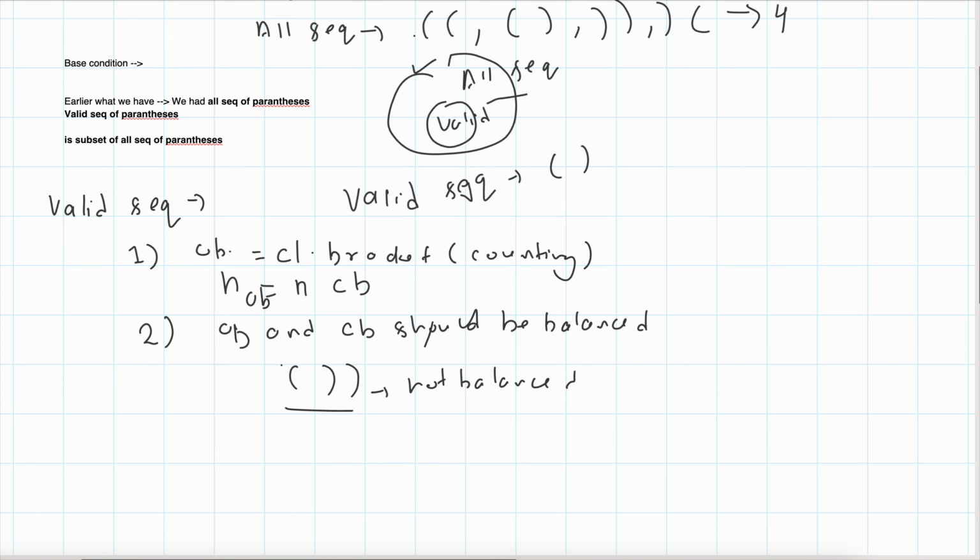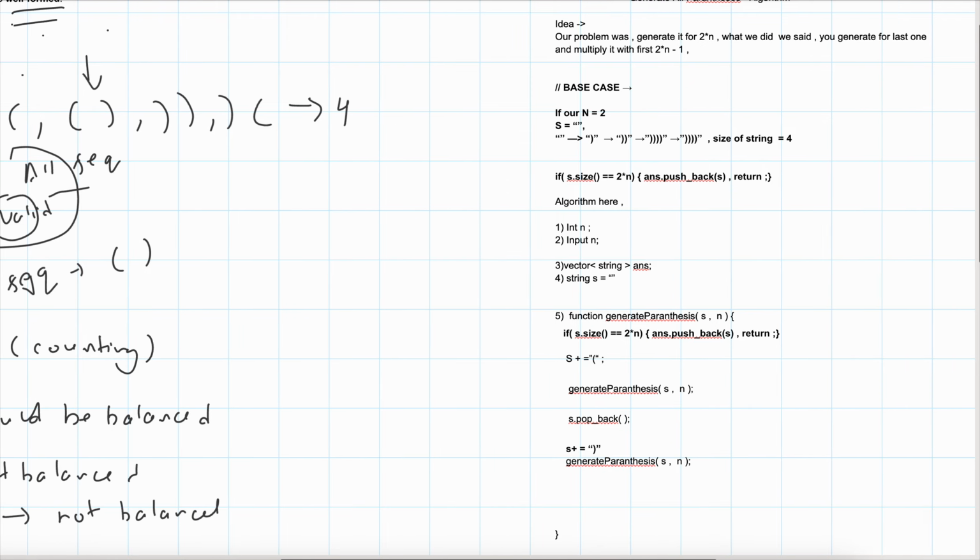What other cases can be not balanced? This is not balanced. The counting is the same, but they are not balanced. Like we have two opening brackets and two closing brackets, but it is not balanced. This is the definition of a valid sequence, and we got to know that a valid sequence of parentheses will always be a subset of the sequence of all parentheses.